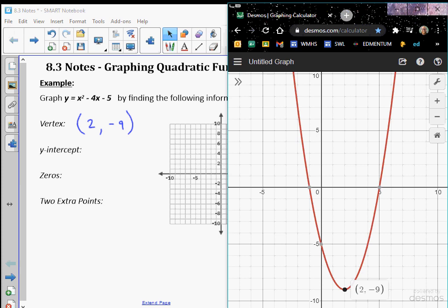The second thing I want is my y-intercept, so where it crosses the y-axis. Again, I'm just going to click on this point, and Desmos will tell me its exact location. The y-intercept is at (0, -5).